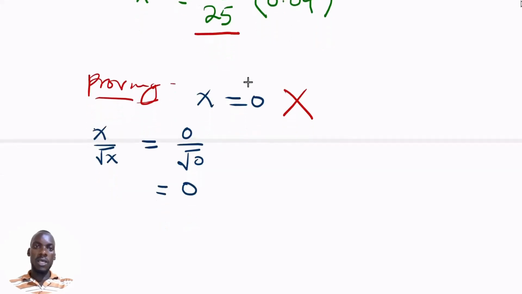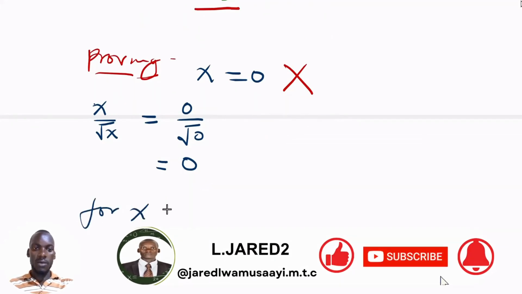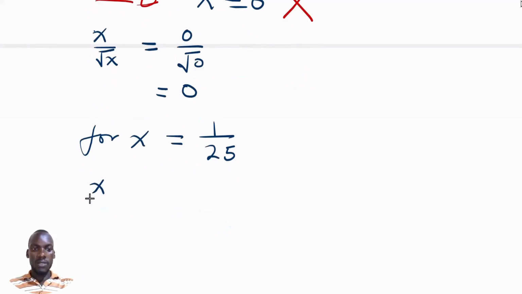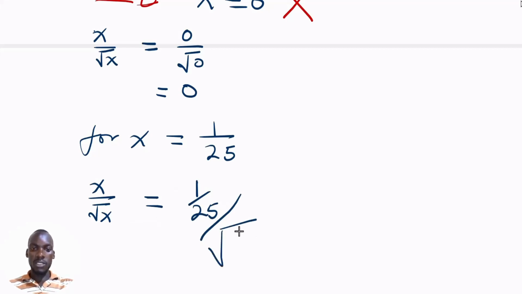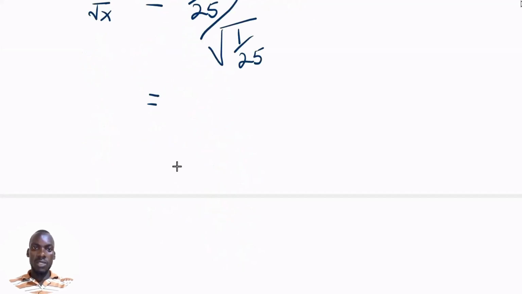Then let us test for when x is equal to 1 divided by 25. Our expression still is x divided by the square root of x. The x is equal to 1 out of 25, so we have 1 divided by 25, that is x, then divided by the square root of x, which is 1 divided by 25. As we simplify this, we are going to have 1 divided by 25 multiplied by 25 divided by 1, but under a square root.